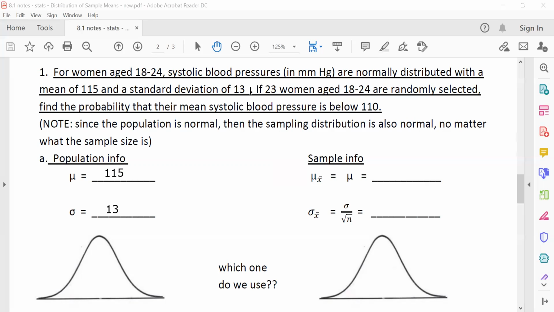Since it's normally distributed, even though we only have 23 women in a sample here, we're still allowed to use z-scores and things like that. So if we take a sample of 23 women aged 18 to 24, find the probability that their average systolic blood pressure is below 110.